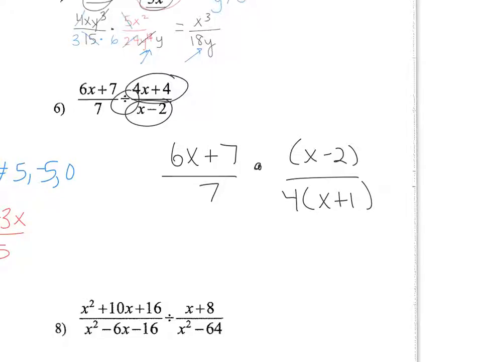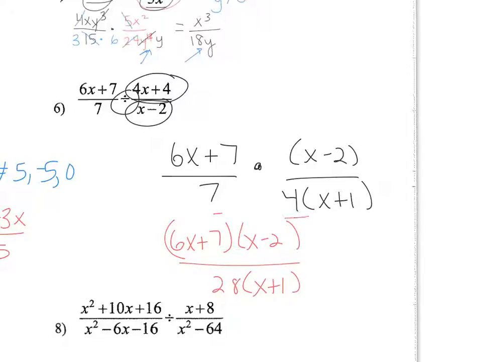So just be careful. What I see people do is they cancel out these 7s. But this is not 6x times 7. It's 6x plus 7. So you can't cancel these out. So I can't cancel anything out. There's not a common factor at all. So my answer is 6x plus 7 over x minus 2, and then over 28 times x plus 1. I got 28 because 7 times 4. So you could expand those. I'll leave that to you to expand. You can FOIL it because there's two binomials.